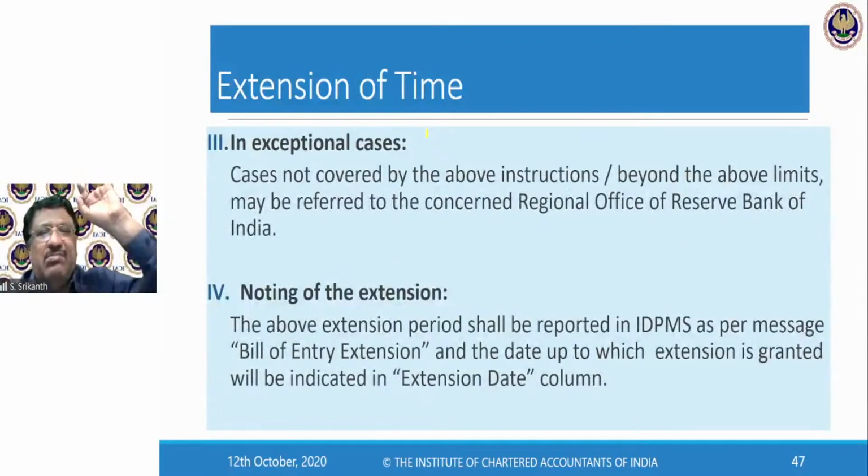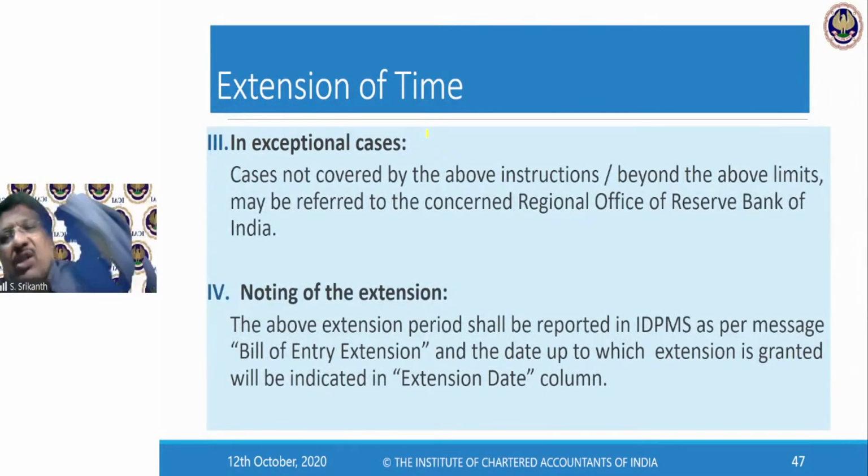Where you are not able to bring within any of these categories, you always go to the regional office of the Reserve Bank of India. It will be in one of 4 regions: Kolkata, Bombay, Mumbai as you call it now, Delhi and Chennai. So whenever there's an extension of time for payment or receipt, then the bill of entry extension should be mentioned, and the date up to which the extension is granted should be informed to the customs authorities. Okay.